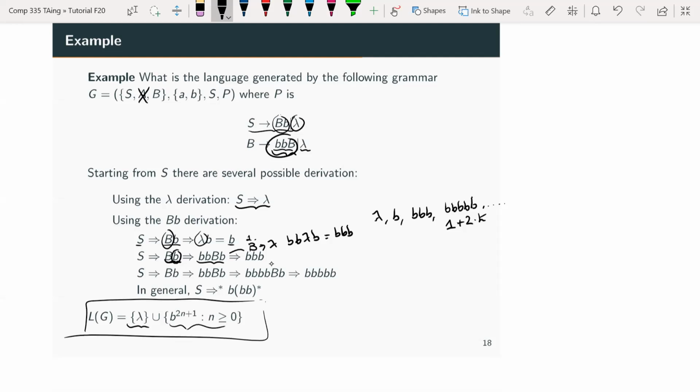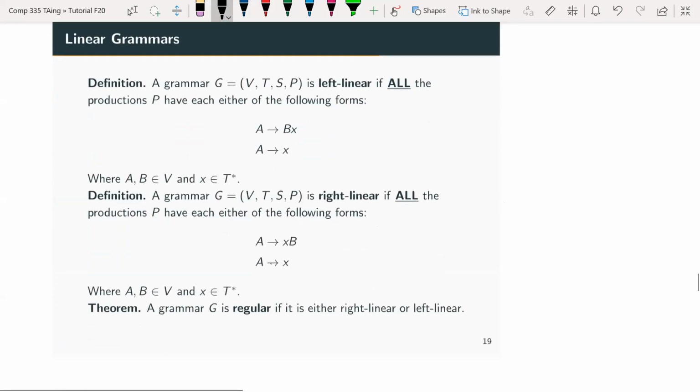All right. So hopefully this example is straightforward. Again, you can stop me if it's not.